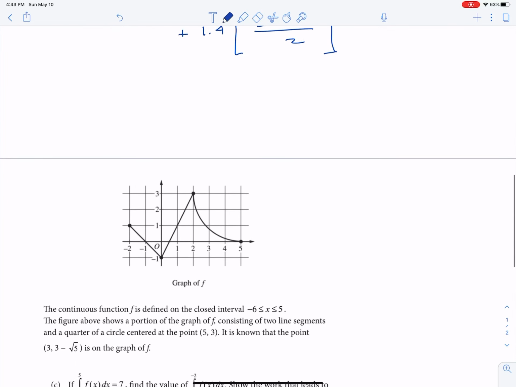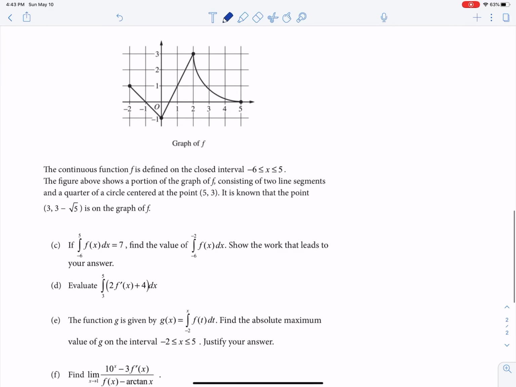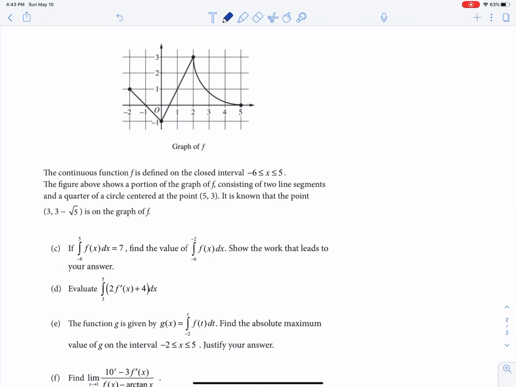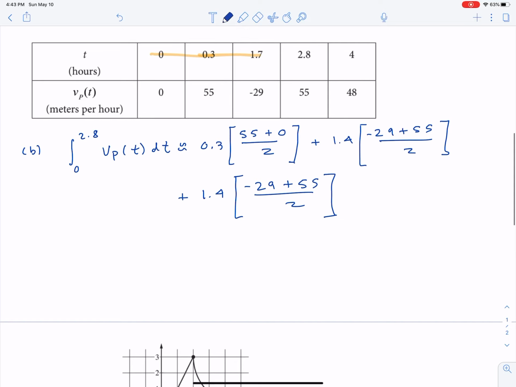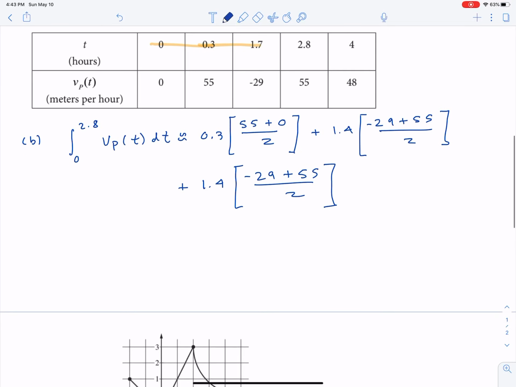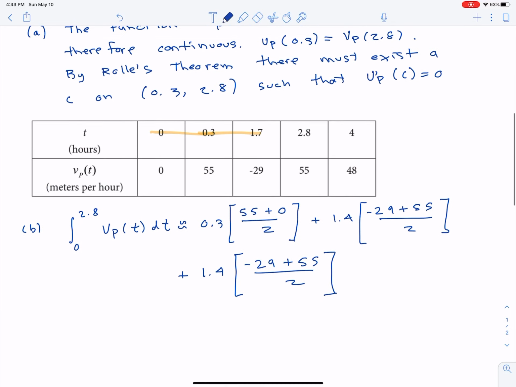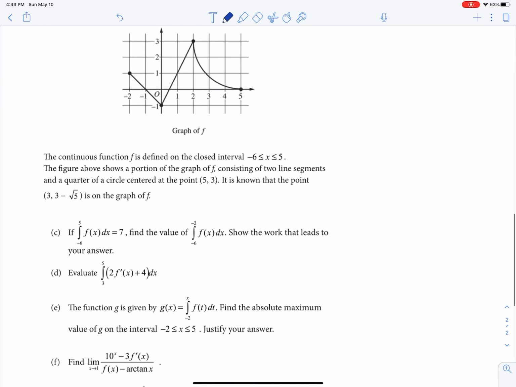So let's move on to this next one. Okay, let me just make sure. Is there anything else? No? Okay, it just seems a little weird. It feels like there should be something else they want us to do. But they don't.